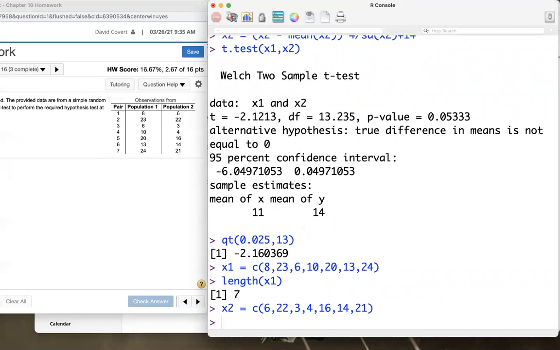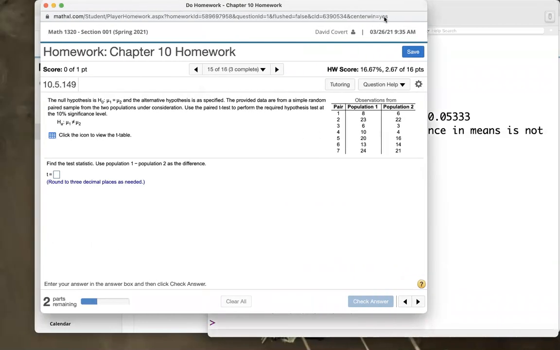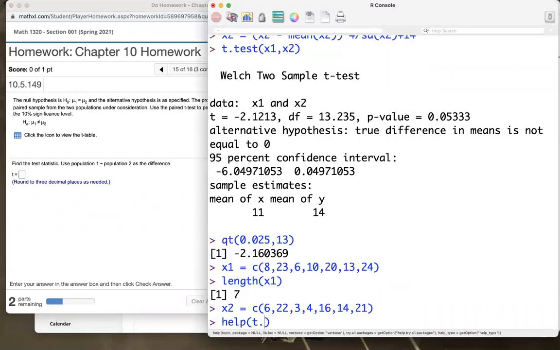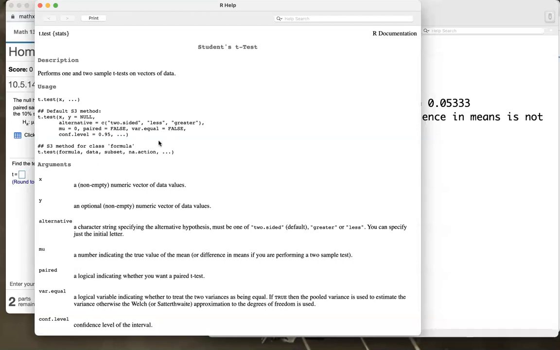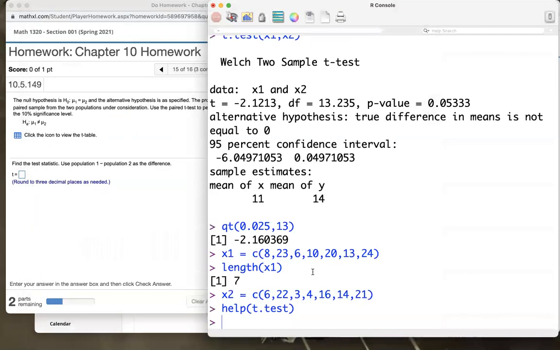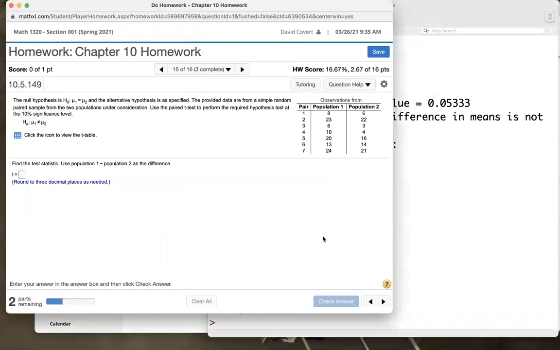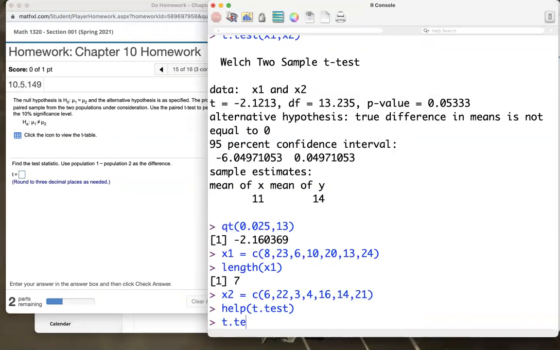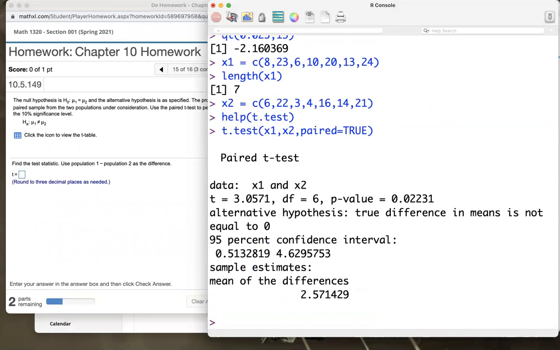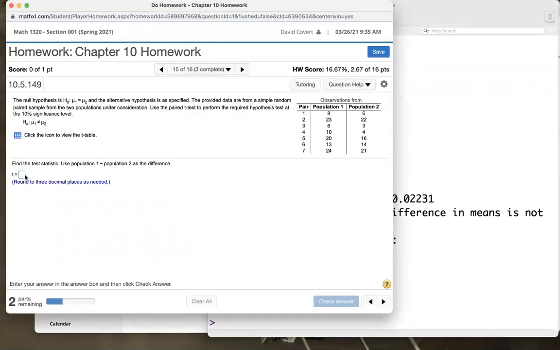Now, there's two things that we can do. If you go back to the help for the t-test function, there's a paired command. So you could do paired equals true, and then basically keep doing what we were doing before. If we want to find the test statistic, we would do t.test x1, x2, paired equals true. That'll give you the test statistic of 3.057. So that's one way that you can do this.